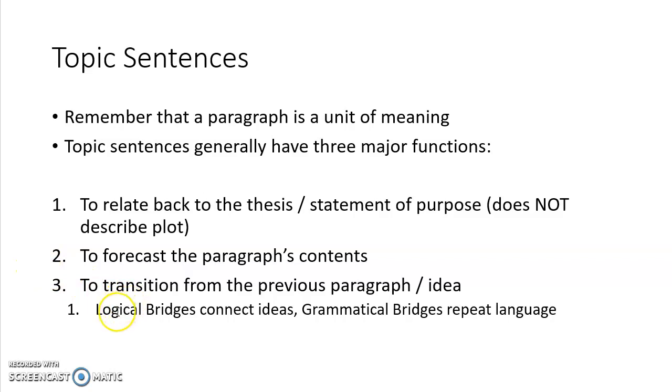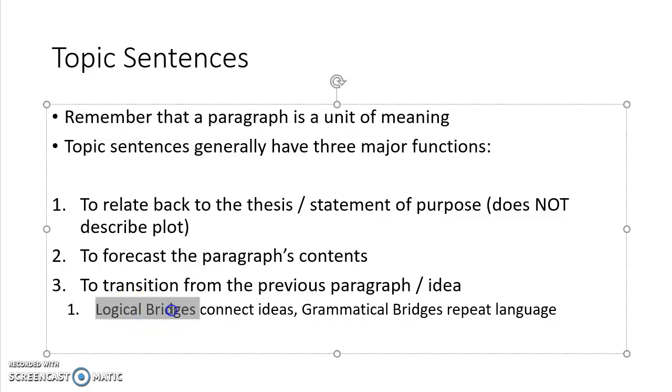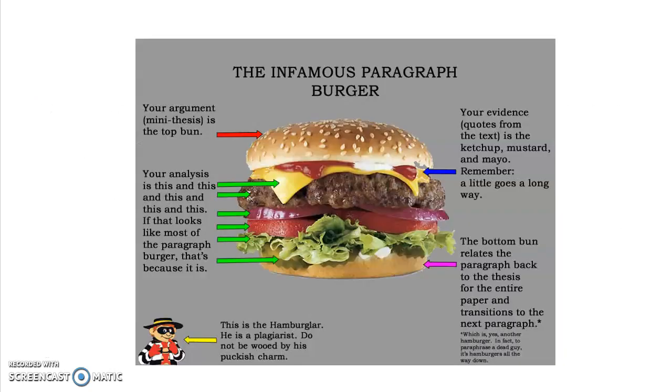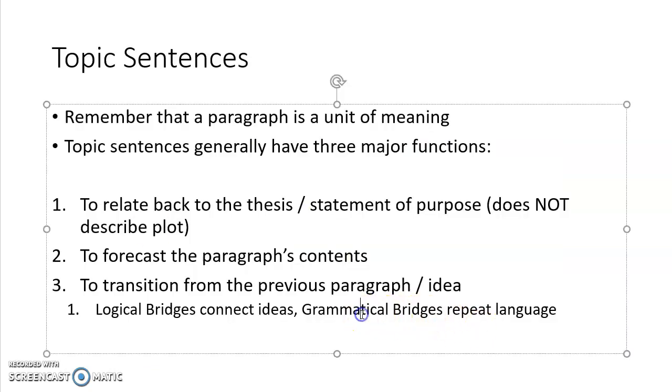The topic sentence also, like I was saying, will transition from the previous paragraph. Two ways to do that are through what are called logical and grammatical bridges. A logical bridge will connect ideas. It will repeat a theme or a central idea or a concept. A grammatical bridge will repeat language. So if the last sentence in your paragraph, the cheeseburger, ends with the idea of Arnold Friend being a devil, then you might have that word devil in the following paragraph as a grammatical bridge, right? As a way that the reader sees the through line or the continuity between your ideas.